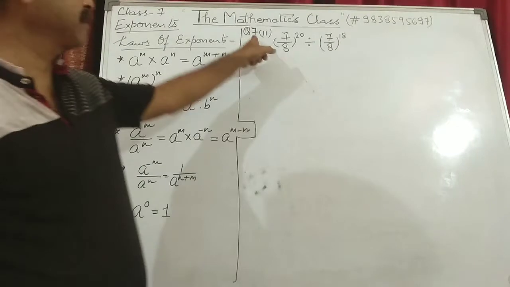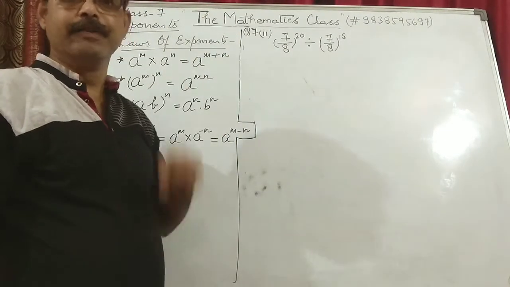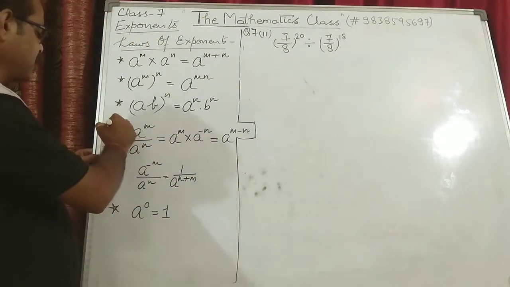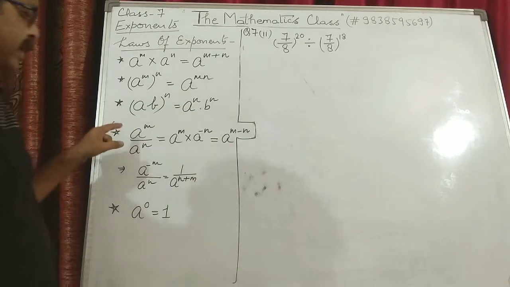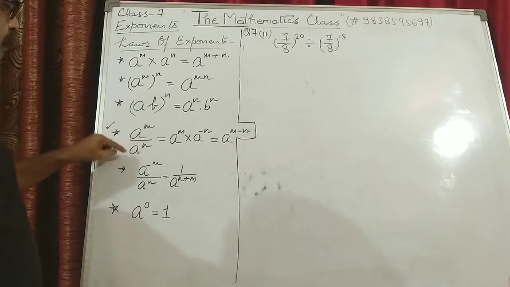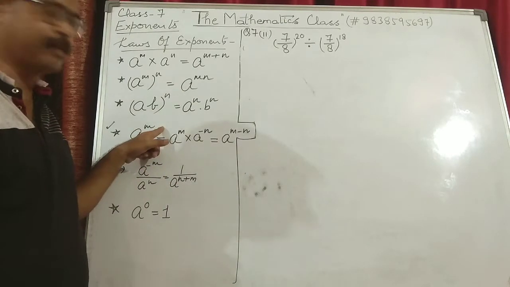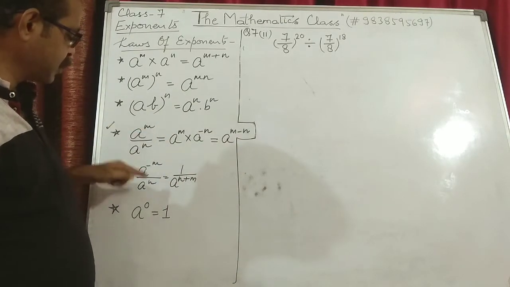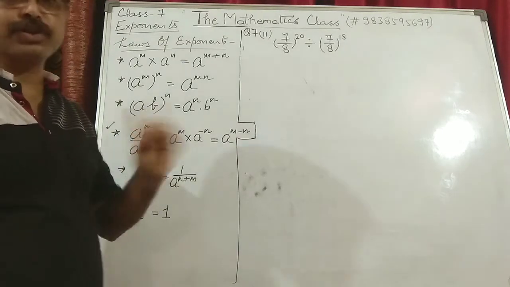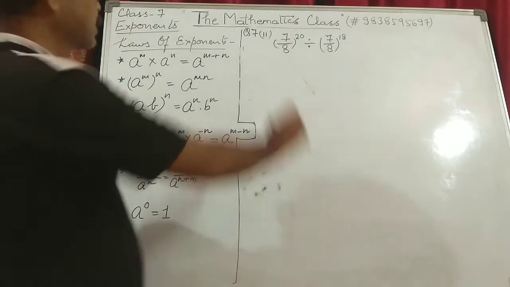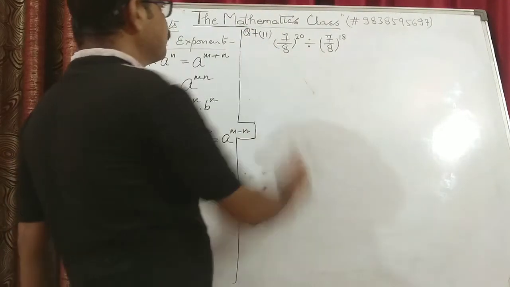Now I am taking question 7, second part. 5th and 6th are based on this power law, a to the power m upon a to the power n. Either this n goes to the numerator and becomes negative, or m comes down to the denominator and becomes negative, that is, it changes sign. So now let's take question number 7, second part.